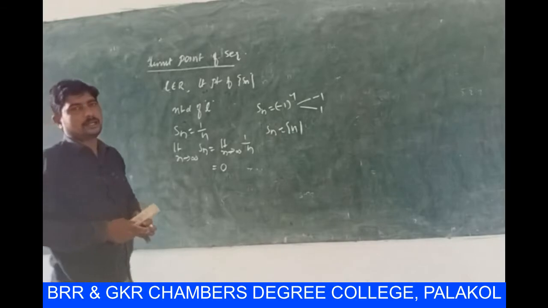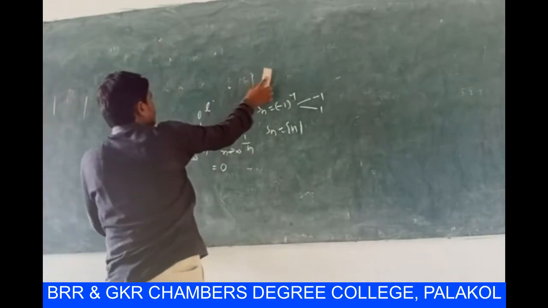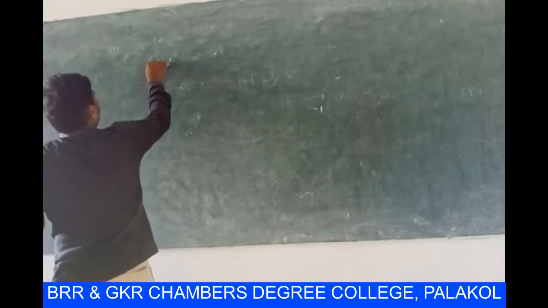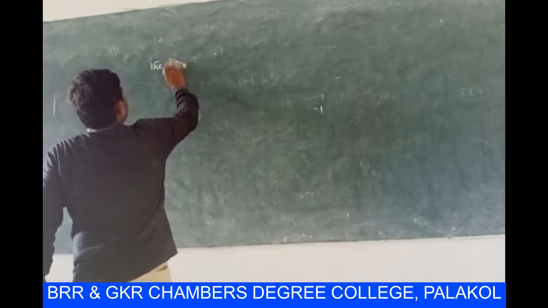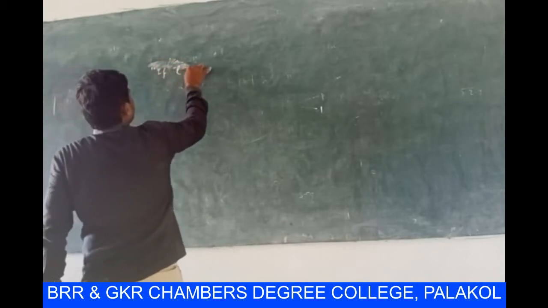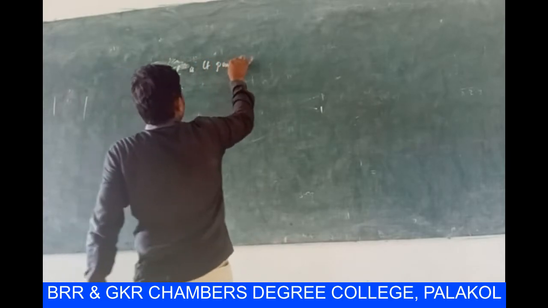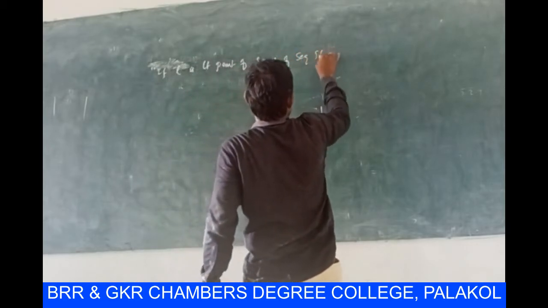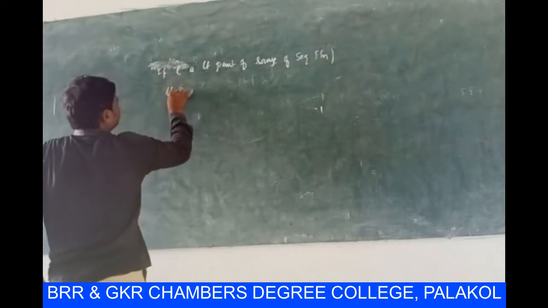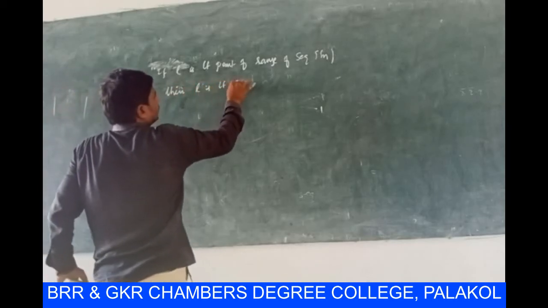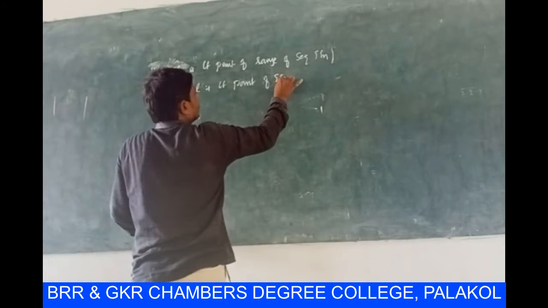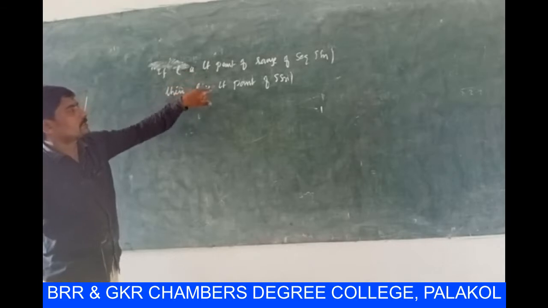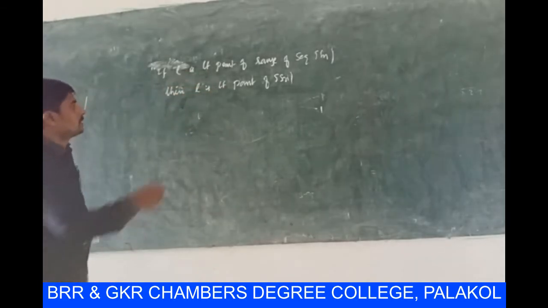Let us see one theorem related to this limit point. The theorem statement is: if L is a limit point of the range of the sequence Sn, then L is a limit point of the sequence Sn. If L is the limit point of the range of the sequence, then L is also a limit point of the sequence Sn.